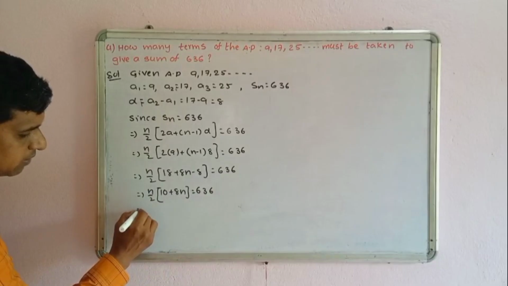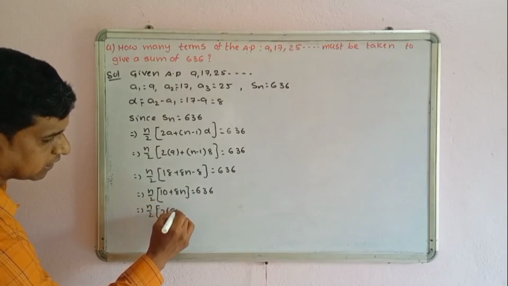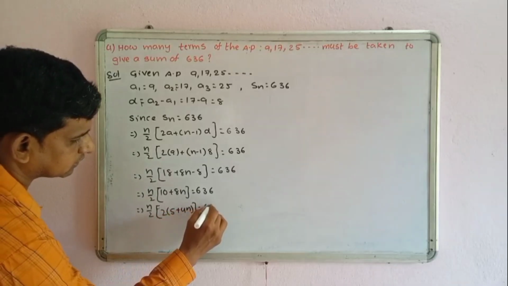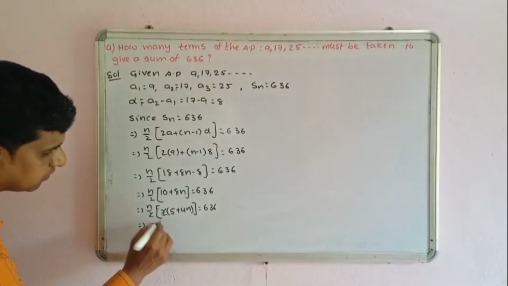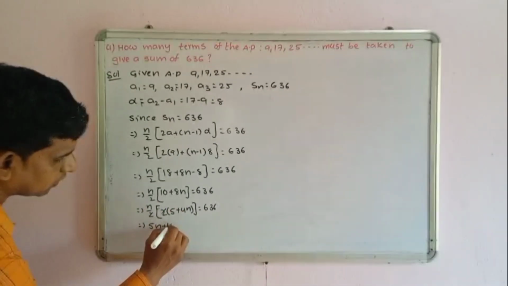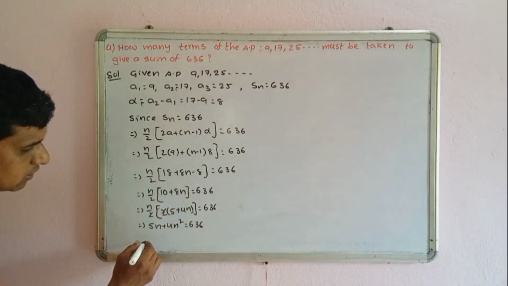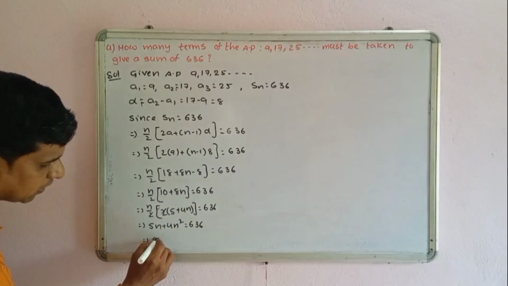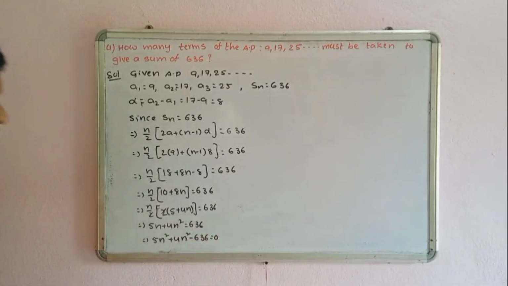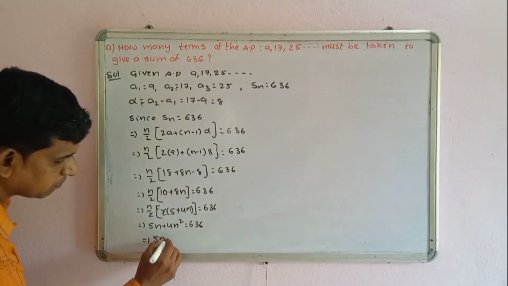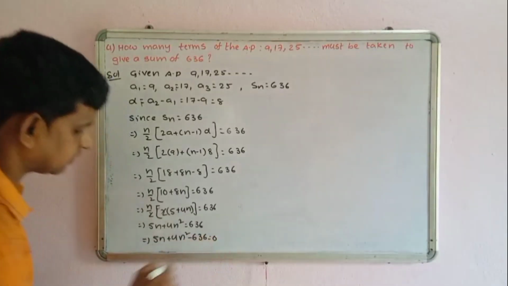Take 2 as the common factor. So n by 2 into 2 times 5, which is 10, and 2 times 4n, which is 8n, equals 636. Now the 2 gets cancelled. So n into 5 is 5n, n into 4n is 4n square. So 5n plus 4n square equals 636. Transposing 636 to the left side, 5n plus 4n square minus 636 equals 0.